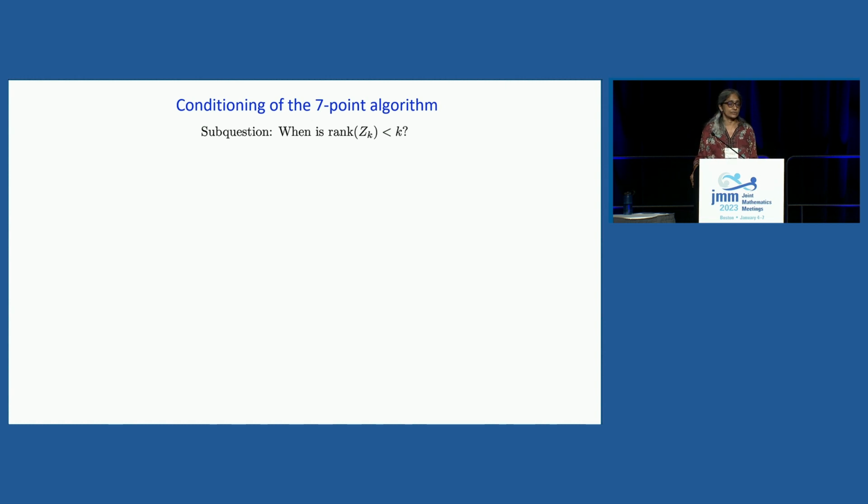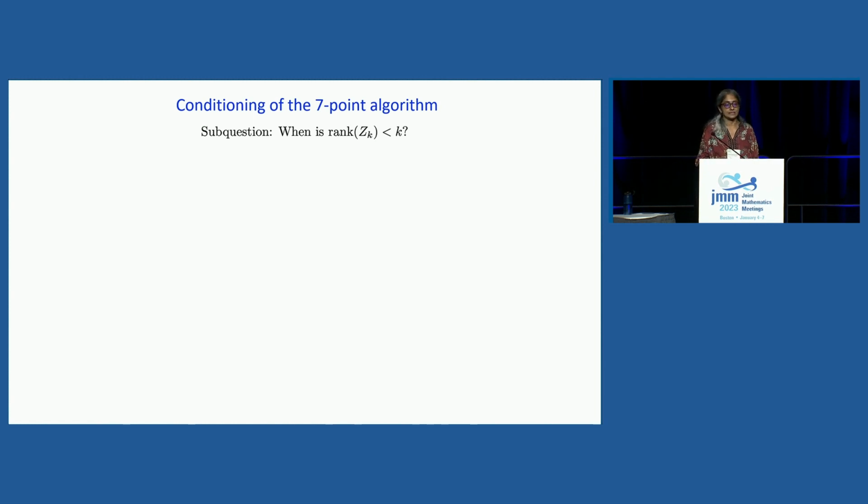And there are 2 ways in which it can be not well-defined. So remember, if you remember, there were 3 solutions to the 7-point algorithm. If they are distinct, it's fine, but it can be that the roots are repeated, or it can be that there are infinitely many solutions. And one way you can have infinitely many solutions is when the rank of this Z matrix, the ZK, is not the expected rank.